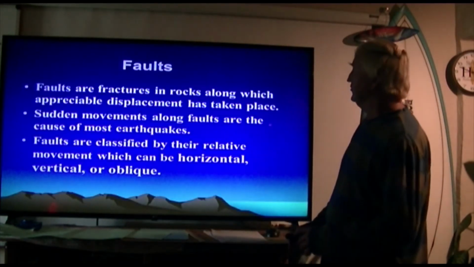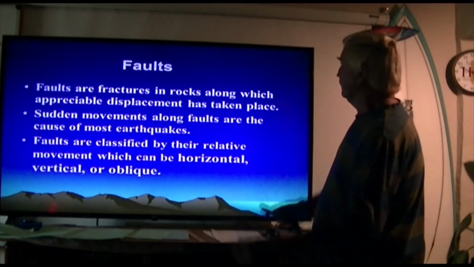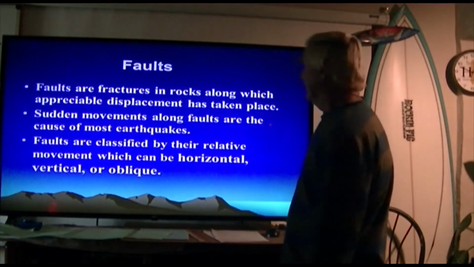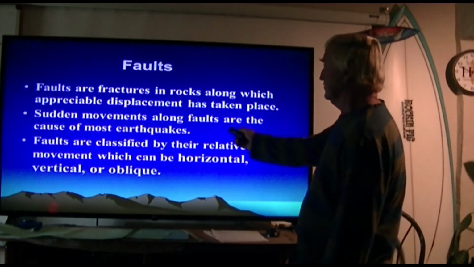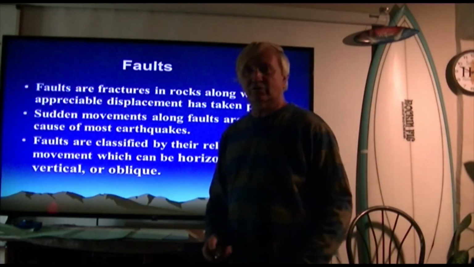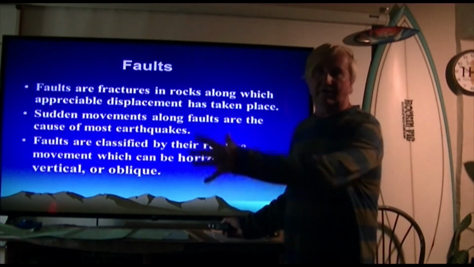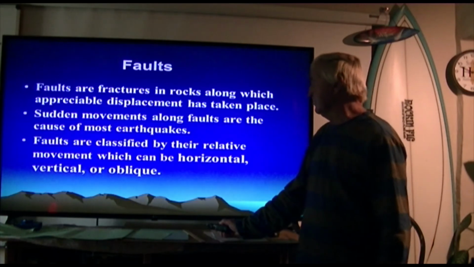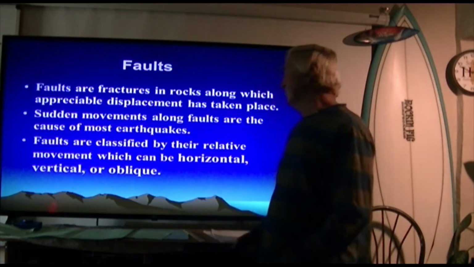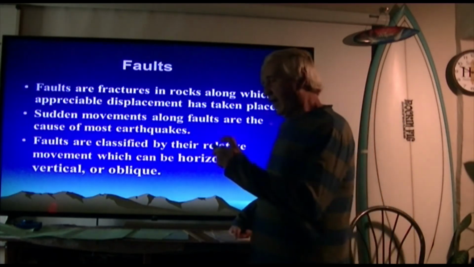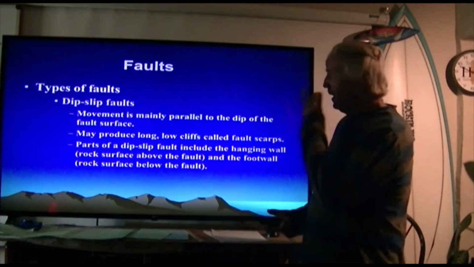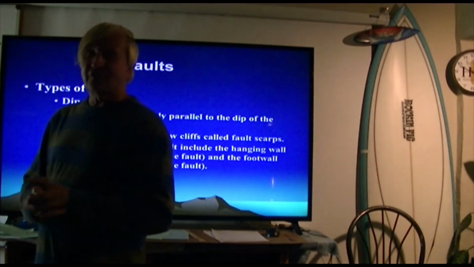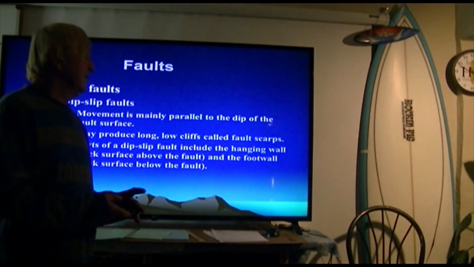Alright, so let's look at faults. Faults are fractures in rocks in which there's been displacement, movement basically. Movement along faults causes earthquakes. We talked about earthquakes earlier in the semester, and we went through an entire history of earthquakes. Faults are classified by their relative movement, which could be horizontal, vertical, or oblique. The book has this terminology, and I think it can be kind of confusing. So this is what I want you to know.